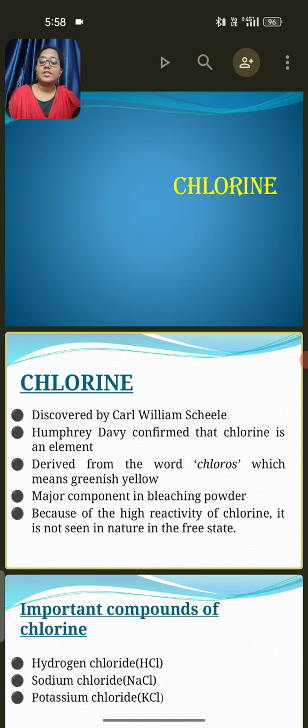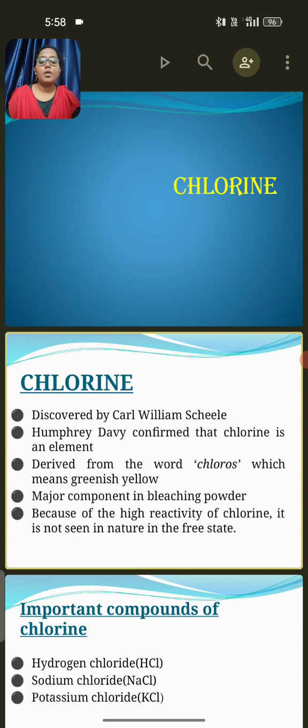What are the basic facts about chlorine? Chlorine was discovered by Carl William Scheele, but it was identified as an element by Humphry Davy. It is derived from the word chloros, which means greenish yellow. It's a major component of bleaching powder. Because of the high reactivity of chlorine, it is not seen in nature in the free state.